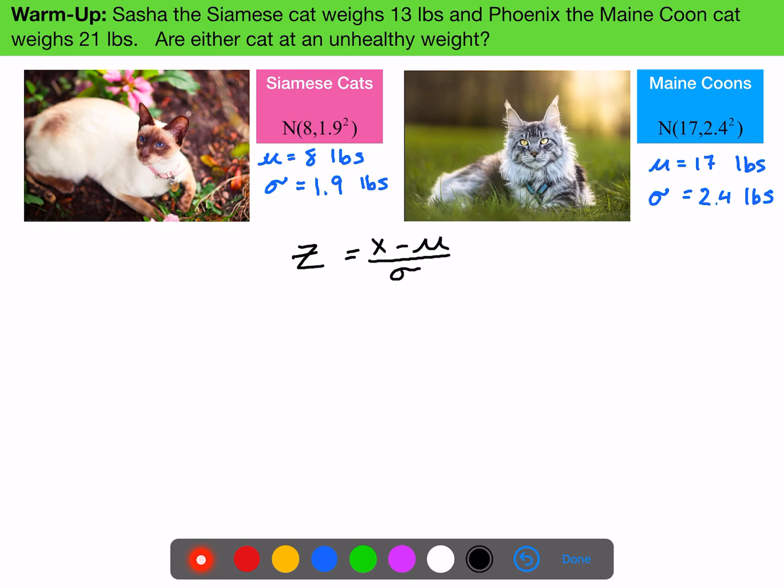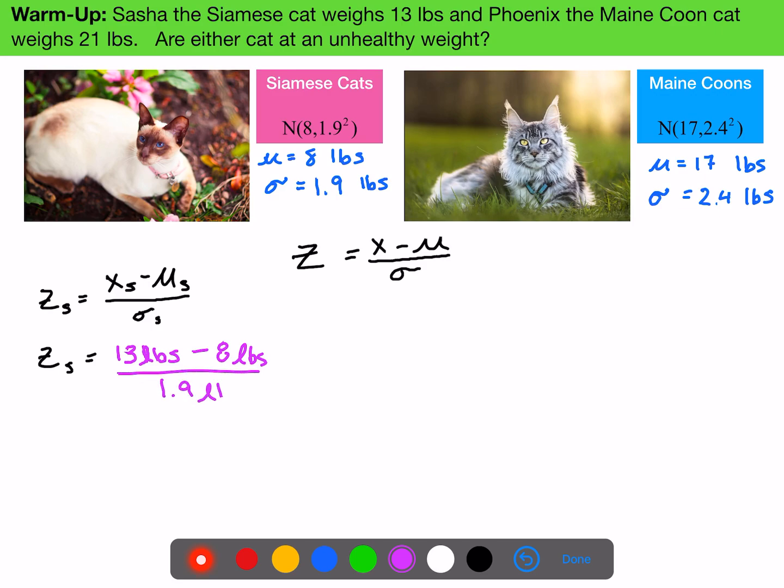So for the Z-score for Sasha, you should pause this and try and calculate these on your own and then come back. Okay, hopefully you're back. So the Z-score for Sasha is the X value for Sasha, so Sasha's weight, minus the mean value for all Siamese cats, divided by the standard deviation for all Siamese cats. So Sasha's weight was 13 pounds, minus, now that kind of looks like 131, so I'm just going to put cursive there, minus the mean for all Siamese cats was 8 pounds, divided by the standard deviation for all Siamese cats, which was 1.9.